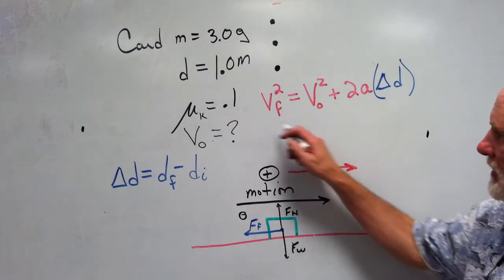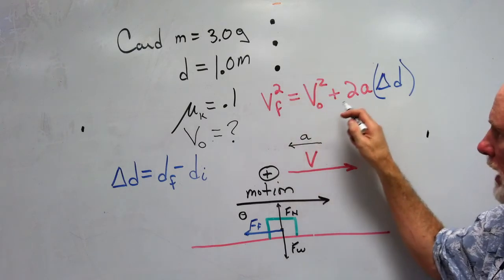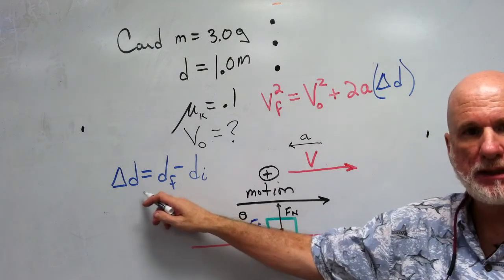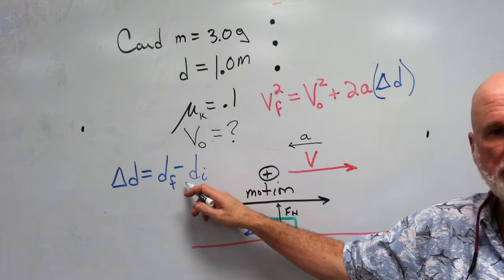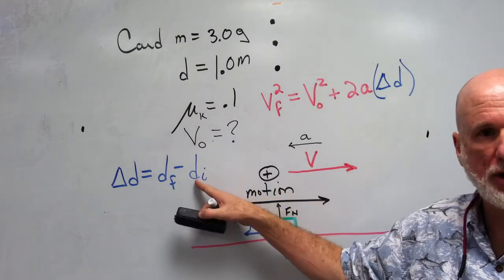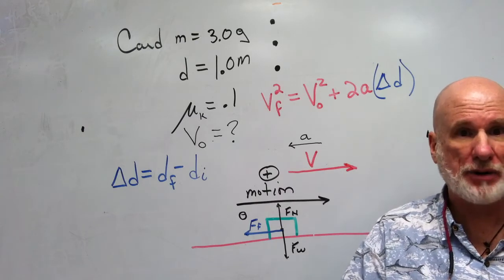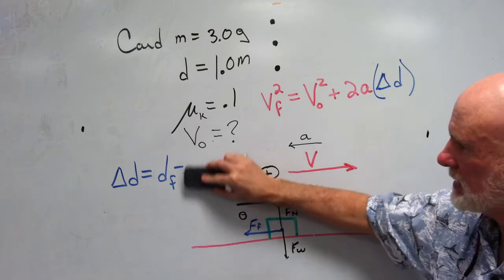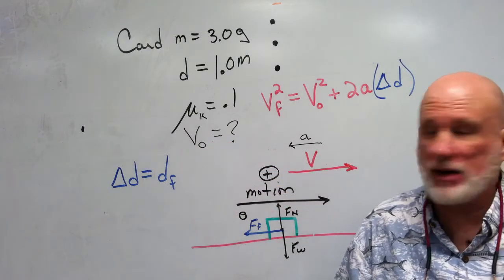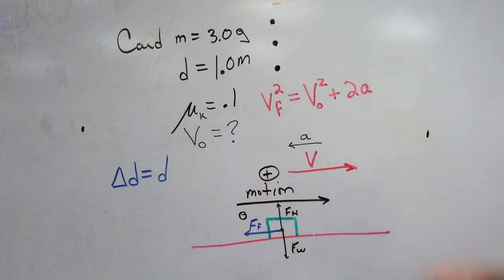So, I have this equation. V final squared equals V naught squared plus 2A delta D. I know that delta D is D final minus D initial. I know that D initial is going to be 0. That's before I throw the card. It's not going to go a distance, so it's 0. So that cancels. I don't have any other distance. I just have a D final, which is given as 1, so I can really get rid of that F. And I get rid of this, and I can just simply say it's D.